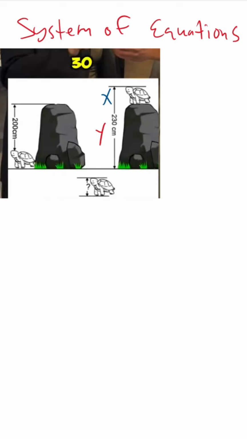If we take a look at the first part of our diagram, we can see that we're taking in consideration the full height of the rock, but we're subtracting the height of the turtle, so we're excluding it. So what that means is we're going to take the full height of the rock, which is Y, and we're going to subtract the height of the turtle, which is X. So we're going to have Y minus X, and that result gives us that 200 that we have right there.